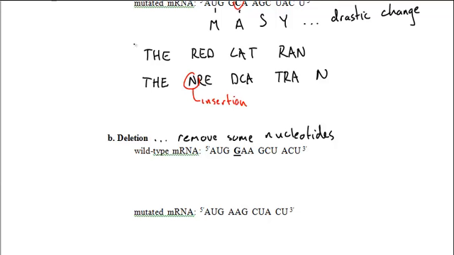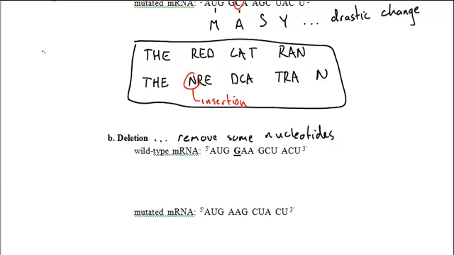Okay, so this here is just highlighting a shift in the reading frame. So the reading frame is normally where you would start, at whatever that start codon is, and then read it every 3 nucleotides down.